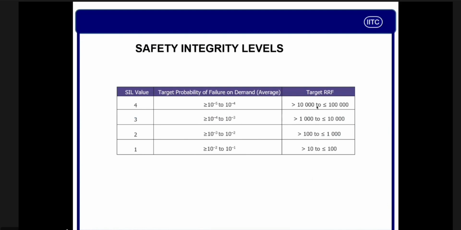Last but not least is SIL 4, which is not applicable for the oil and gas industry. That means in our design, if we get SIL 4, we have to redesign, we have to rethink the technology, because this is not acceptable in the oil and gas industry. SIL 4 is applicable only for aviation, only for nuclear plants, only high risk-taking industries. So for our scope, we are going to work with SIL 1, SIL 2, and SIL 3.